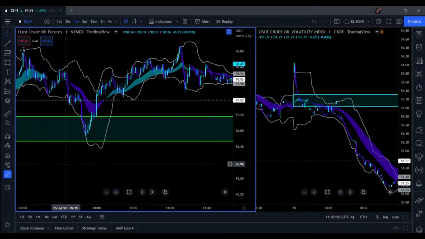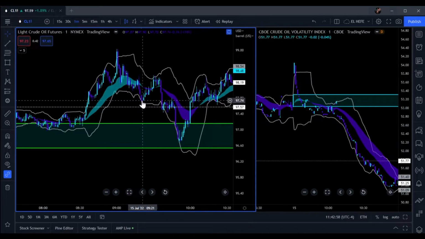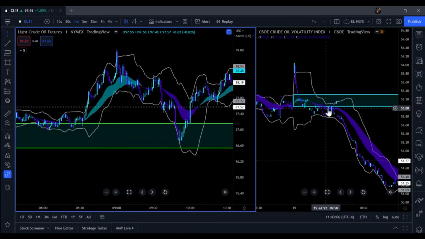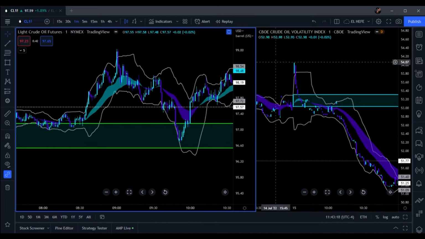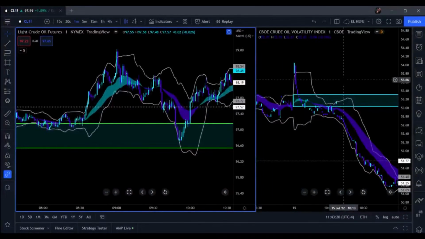I guess you could have said, okay, I was going to get long here, going to get long here, like you could have been trying to catch this bottom. But in reality, you didn't have to. You're looking for the extremes to catch the bottom. That's all. So that was the extreme. At the same time, you're using crude oil as the vehicle to trade, the OVX, that's all it is.